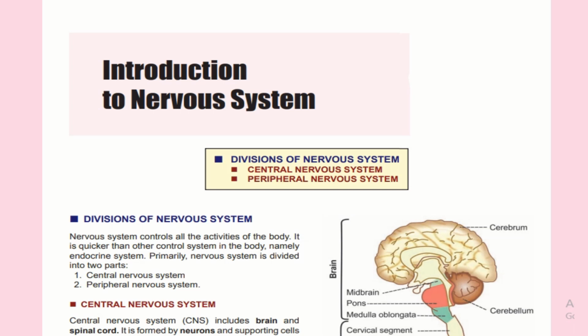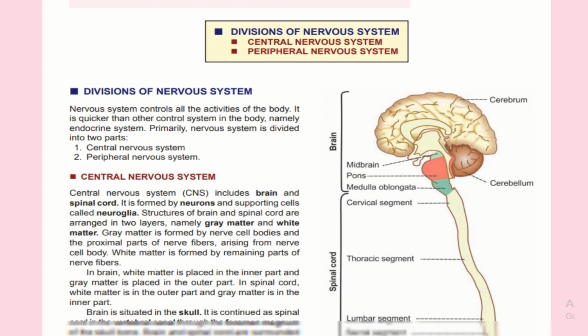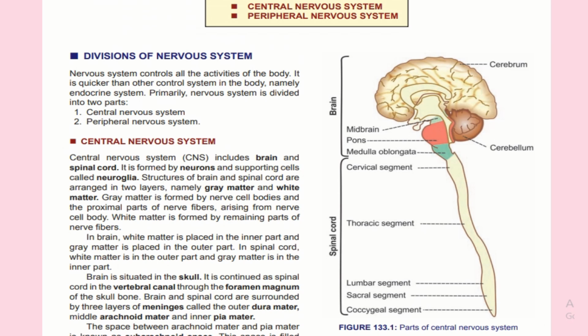In this video, we're going to discuss introduction to nervous system. Nervous system is divided into two parts. There is central nervous system and peripheral nervous system. Nervous system, as we all know, controls all the activities of the body. It is quicker than other control system in the body, namely the endocrine system.